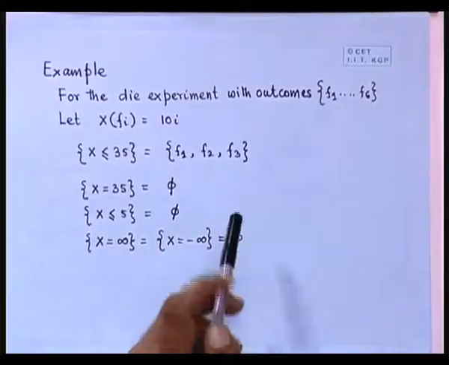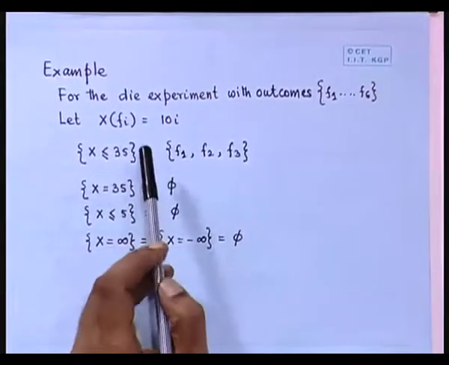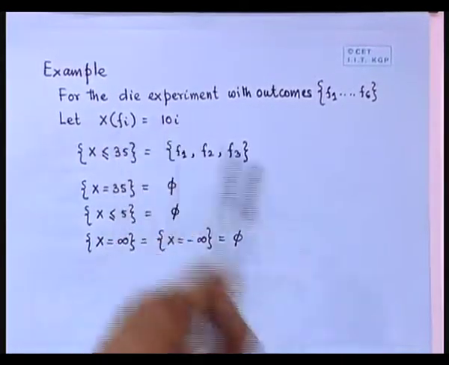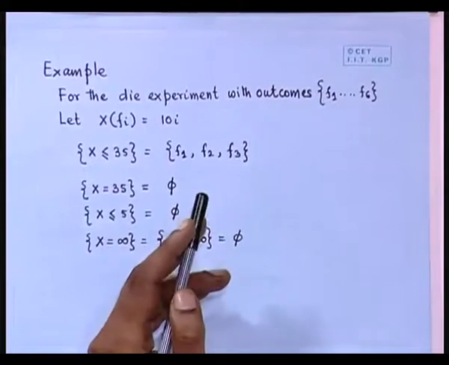Okay. So having said that, we can see an example. For example, for the die experiment, the outcomes are f1 to f6, and as I said, let X of fi be equal to 10i. So I am saying that I will give you 10 rupees corresponding to every point that comes up on the die.